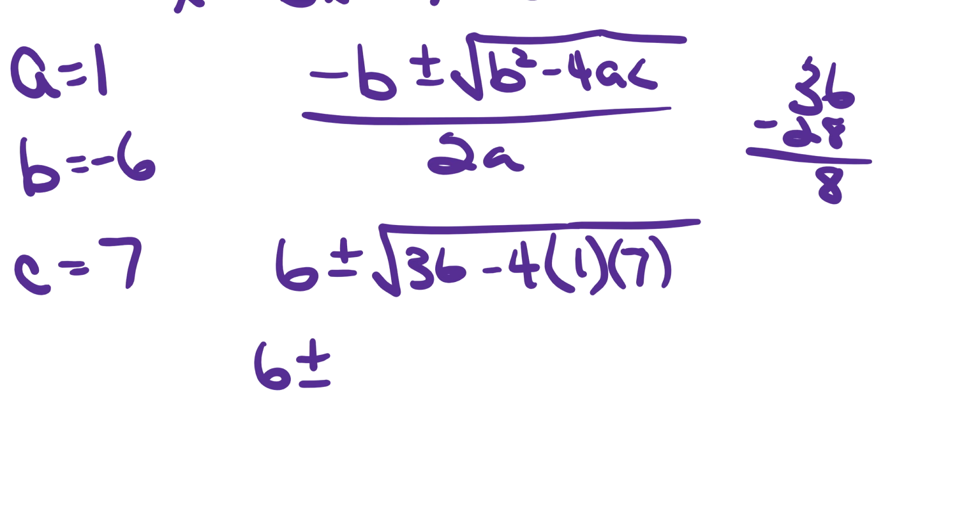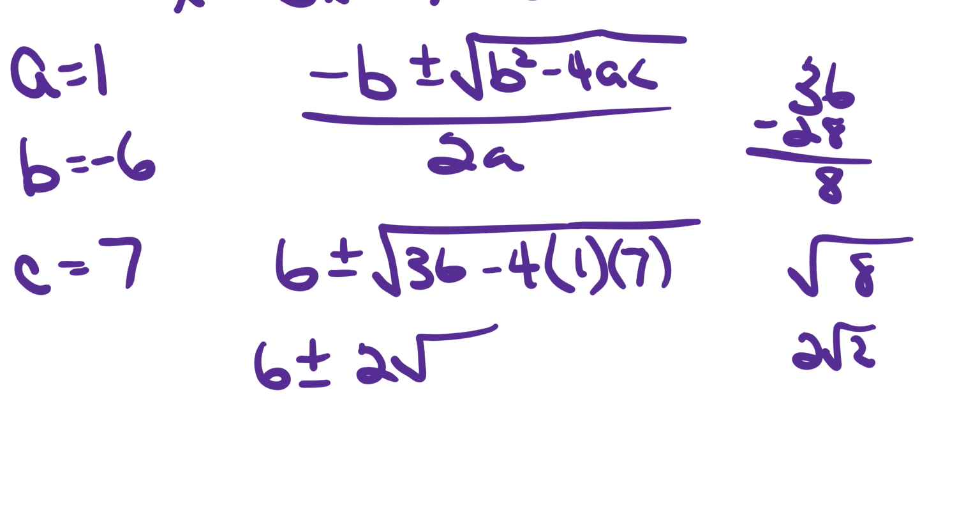Can I simplify the square root of 8? Square root of 8. It looks like 2 would come out and 2 would stay in. So this will be 2 root 2. And that's going to be all over 2. Like so.